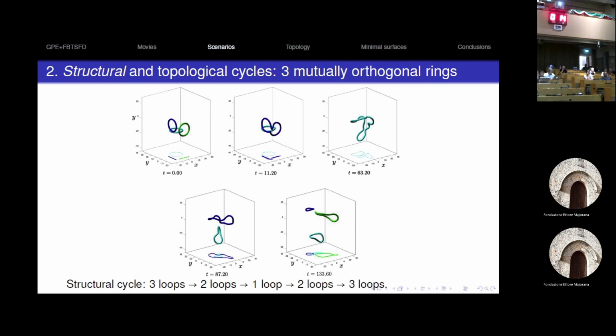This was the 3 mutually orthogonal rings. These are 3 rings originated by self-preserving rings, so we use that idea. And this reminds us, as I said earlier, of a structural cycle, because you start from 3 loops, unknotted and unlinked, and then you have the formation of 2 loops, then a single one, which is very long, and then from there you go back to 2, and then again 3. So it's a cycle.